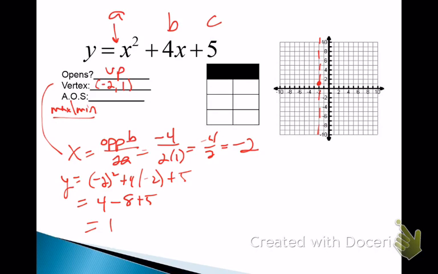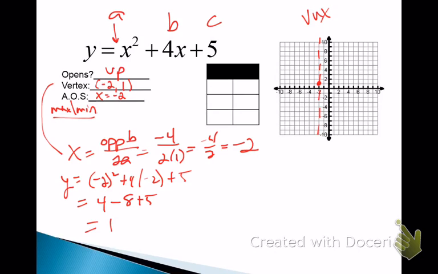Now, since it's a vertical line, we think about x. And we write the equation of that vertical line, the axis of symmetry, as x equals some number. Well, what does x equal for any point on that line? For this point, x is negative 2. For this point, x is negative 2. So x is always negative 2. So that means the equation of our line is going to be x equals negative 2.